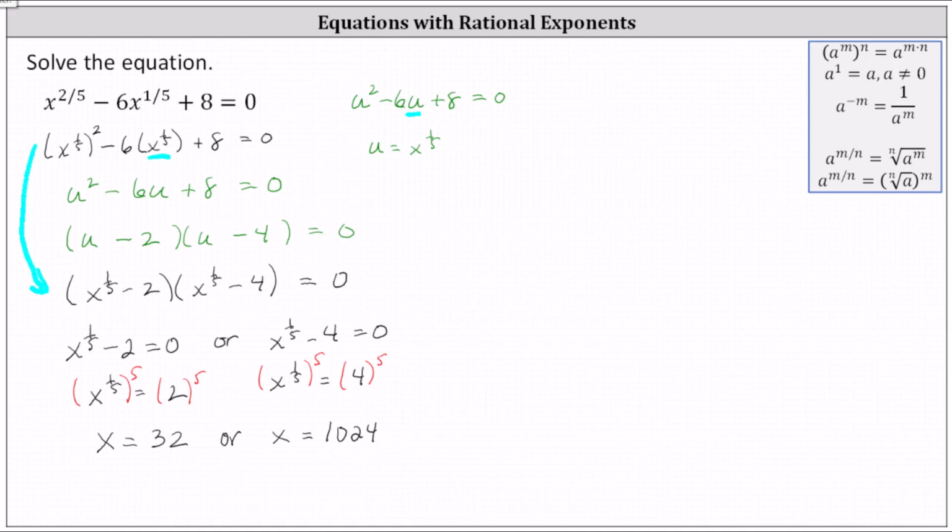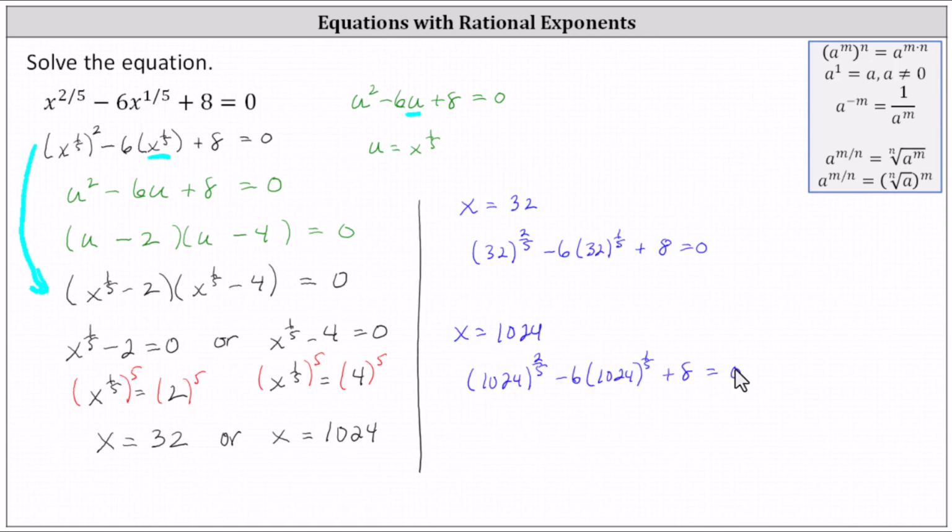It appears as if we have two solutions, but let's verify this by substituting x equals 32 and x equals 1024 back into the original equation. For x equals 32, we have 32 to the power of 2/5 minus 6 times 32 to the power of 1/5 plus 8 equals 0. And for x equals 1024, we have 1024 to the power of 2/5 minus 6 times 1024 to the 1/5 plus 8 equals 0. And now let's check these two equations on the calculator.